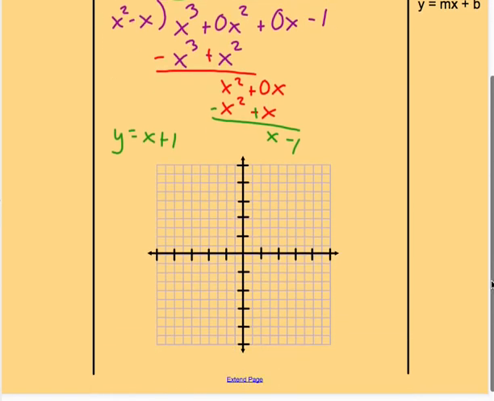Graphing just the slant asymptote, we've got a y-intercept of 1 and a slope of 1 again. Sorry, trying to go by 2's to get this graphed a little bit faster. So this would be just the slant asymptote of the graph.